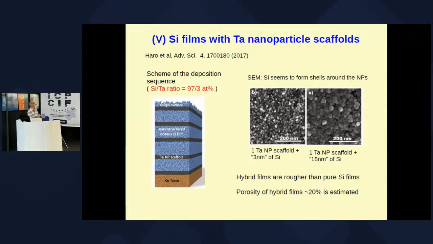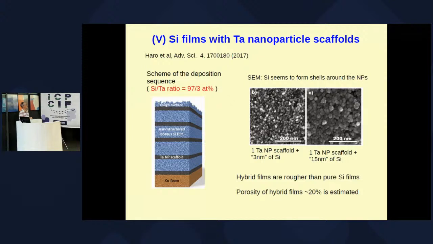And here I show you another recent application of our work. It was for the growth of silicon films with tantalum nanoparticle scaffolds. So this is a scheme of the deposition. This group in 2017 performed this work to produce anodes for lithium batteries based on silicon, but nanostructured silicon, so that it could have improved properties as anodes. They used a silicon to tantalum ratio of 97 per 3 in number of atoms.